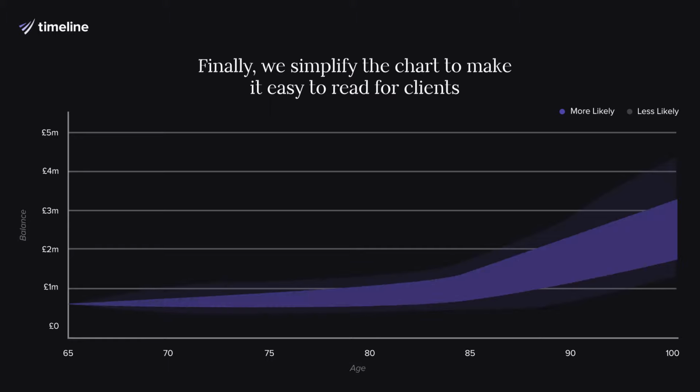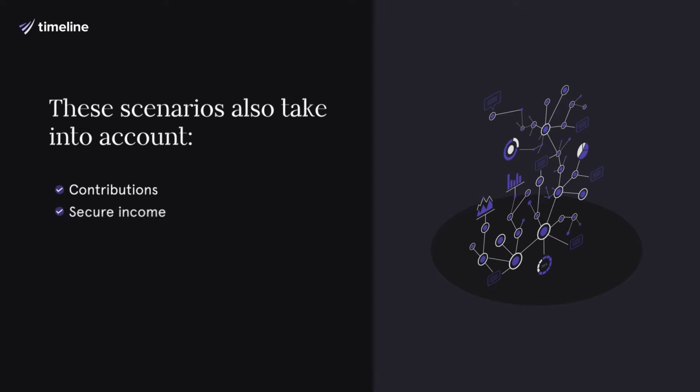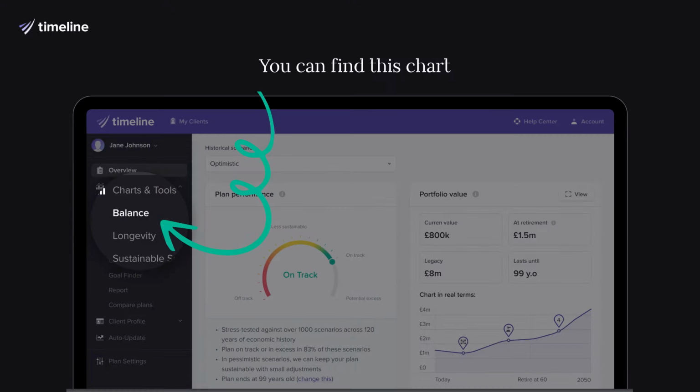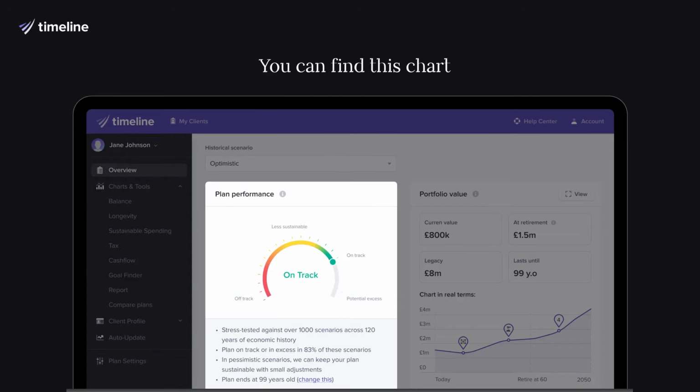And it's worth bearing in mind that all scenarios take into account every part of your client's plan, from contributions to taxes, income, account transfers, the account withdrawal order, and much more. If you would like to explore this chart in more detail, you just need to click on the Balance tab in the left-hand menu. The dial shows the percentage of scenarios that last until the end of the plan.